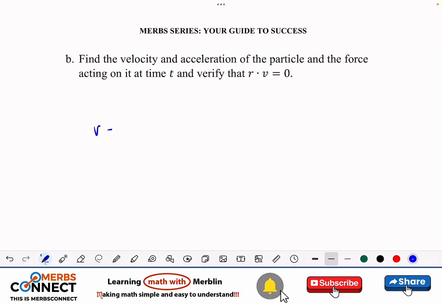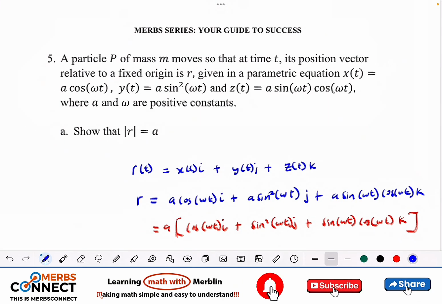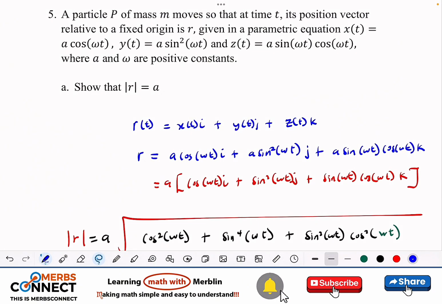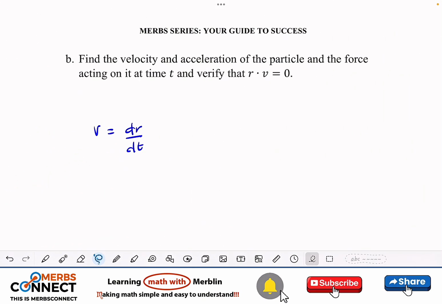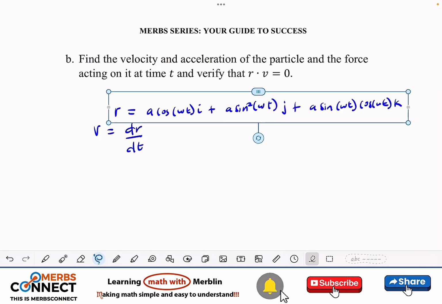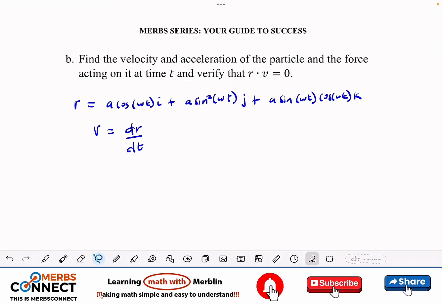Velocity is equal to dr over dt. So what was our r? Let me just copy the r and then send it there. Let's go and work with that. So r is given like this from the question. So let's just do the differentiation. As I said, here your differentiation must be very good.